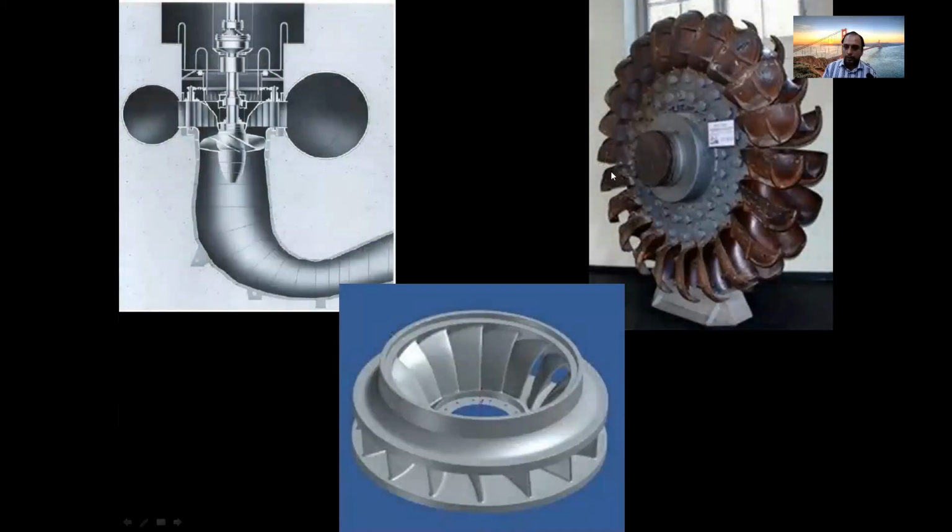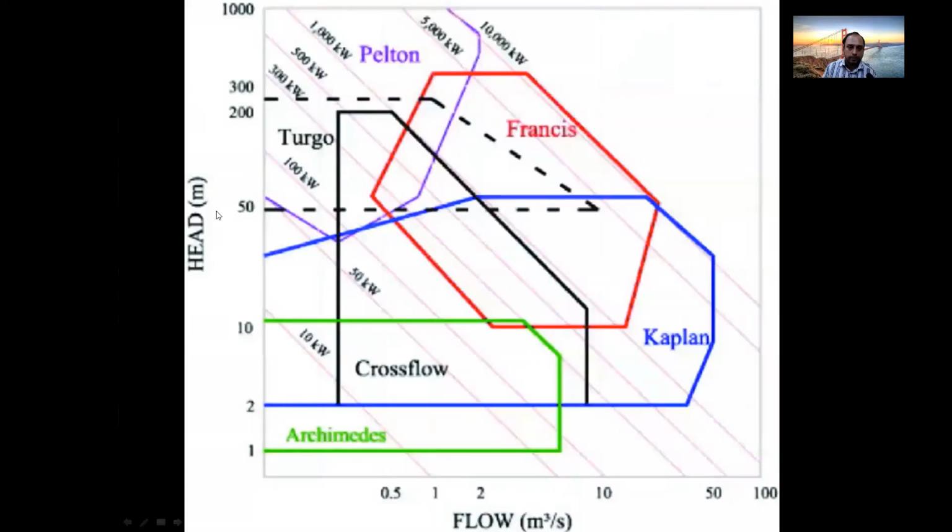So this Pelton wheel is an impulse turbine which is used for high head and low discharge. This is a Francis turbine which is used for low head and high discharge. And finally, you have a bulb turbine. This is a chart which shows a kind of guiding chart for the choice of turbines.